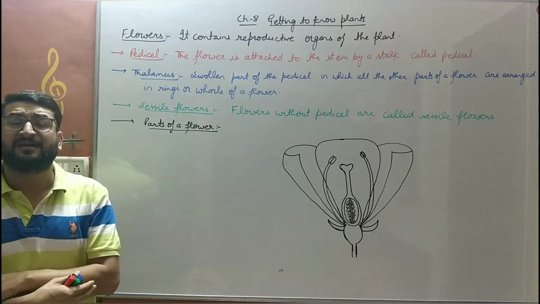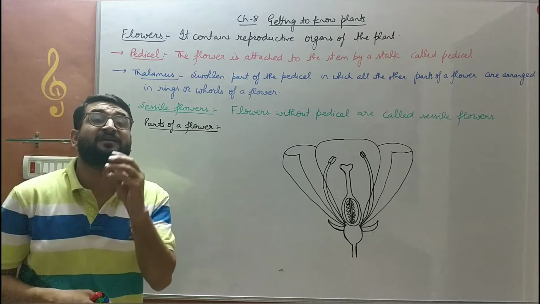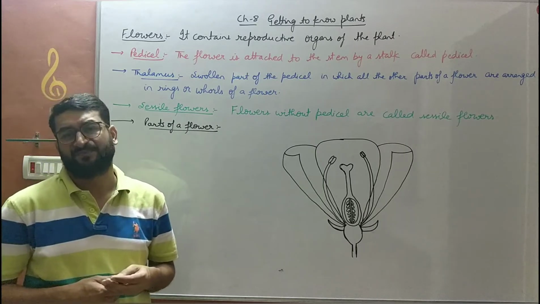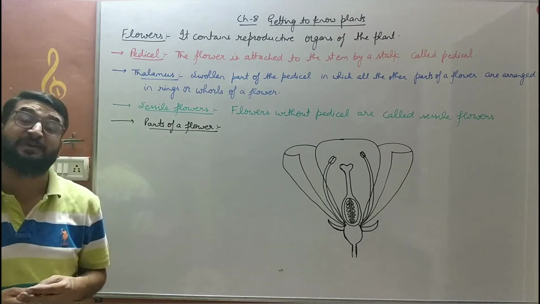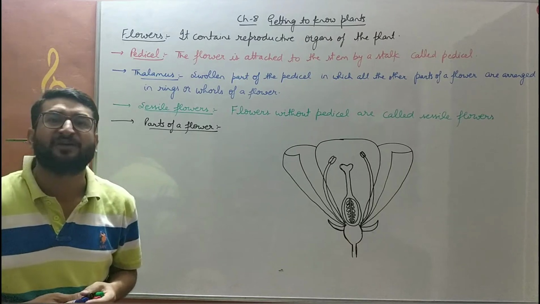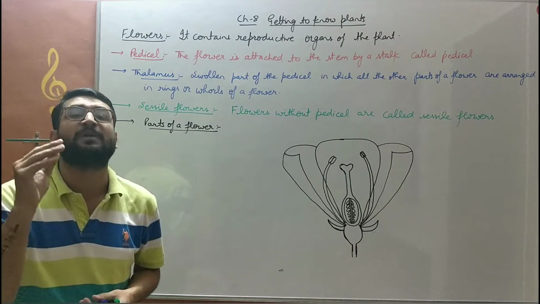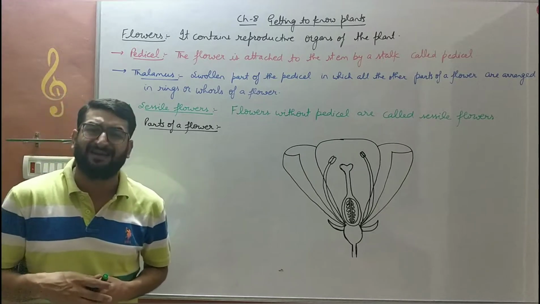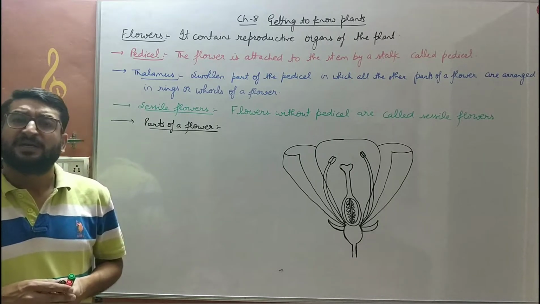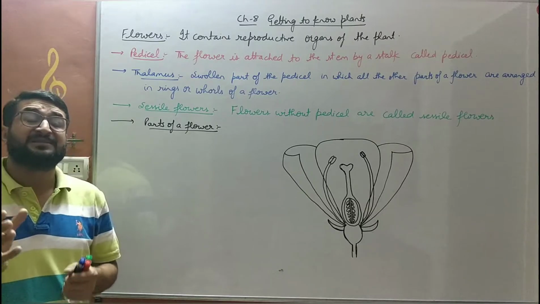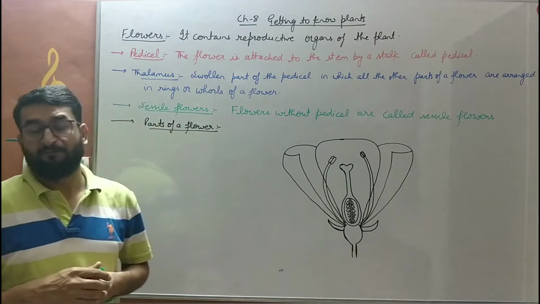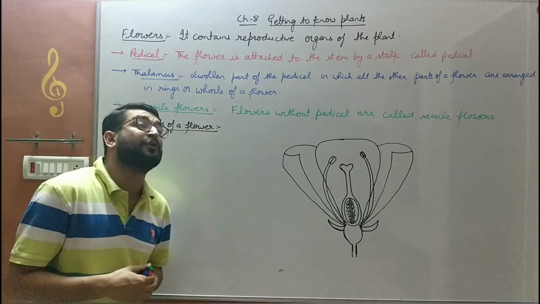The flowers are colorful because of pigments in specialized cell organelles. Those cell organelles are known as chromoplasts. About chromoplasts you will study in detail in your higher classes. These flowers are the reproductive organs of a plant. By that a plant will reproduce.